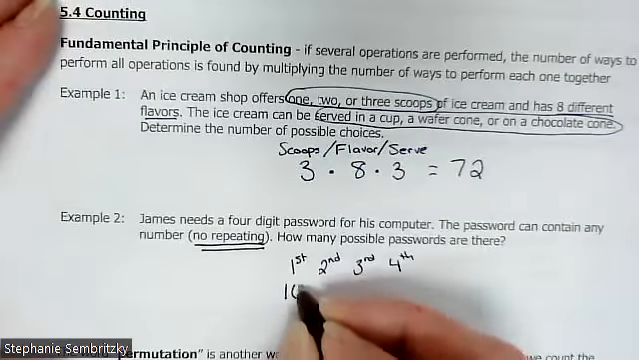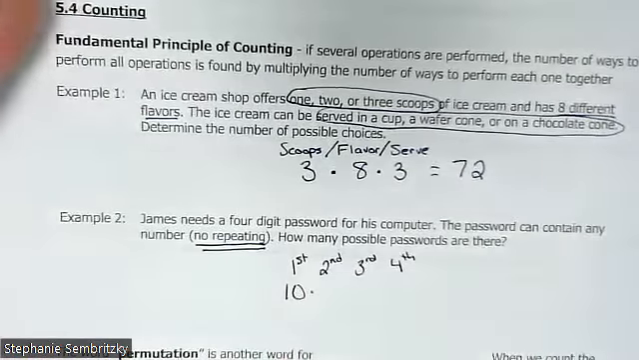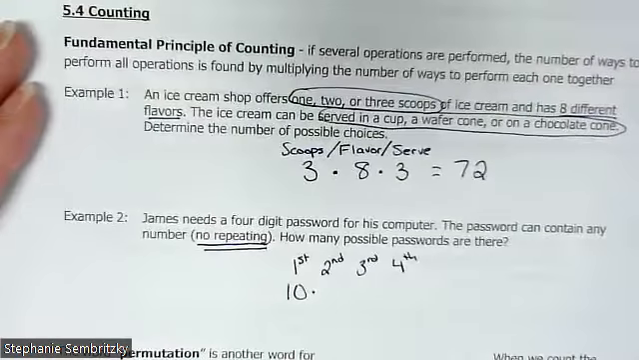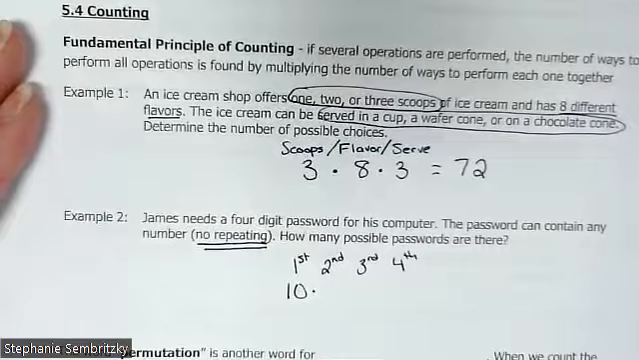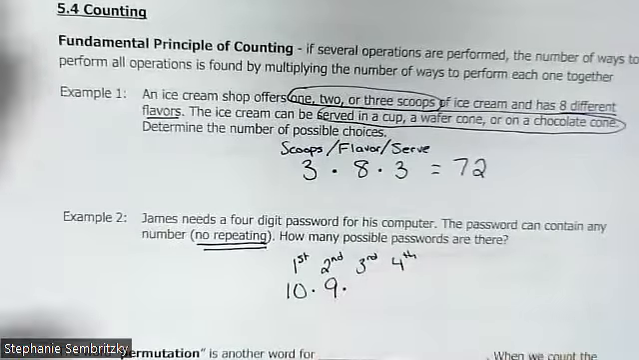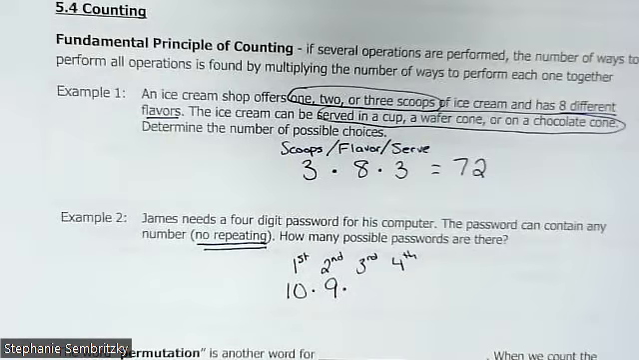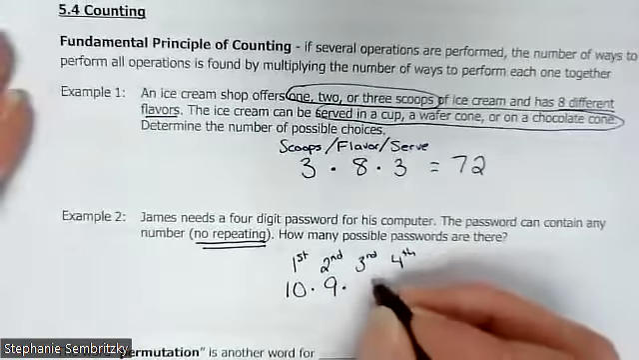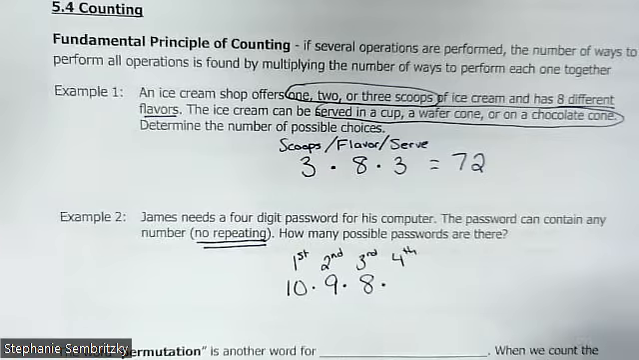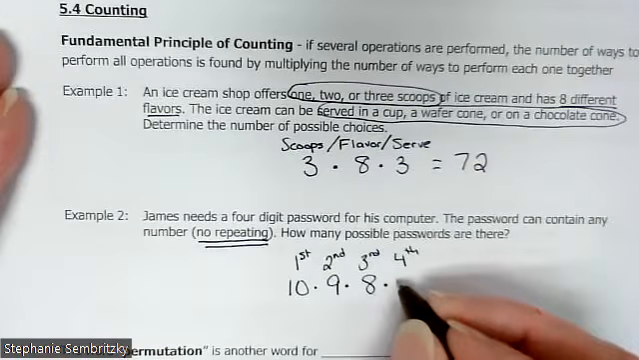So how many is that? 10. Now, he chose a number for his first digit, and it said we can't repeat. So how many numbers can he choose from for the second digit? 9. Okay, so now he's got the first digit, the second digit. How many does he have to choose from for the third digit? 8. Because it said they can't repeat. And then the last digit, 7.